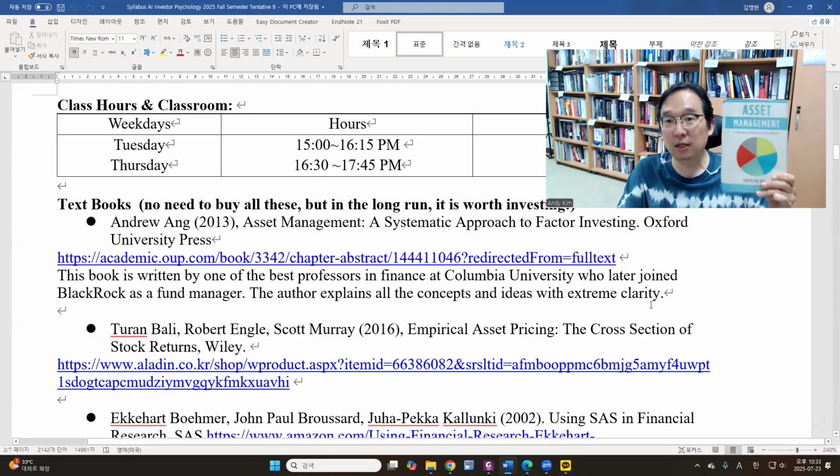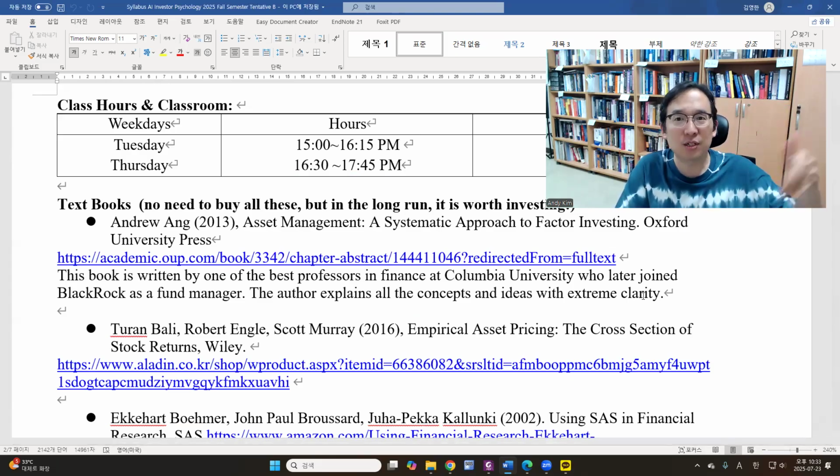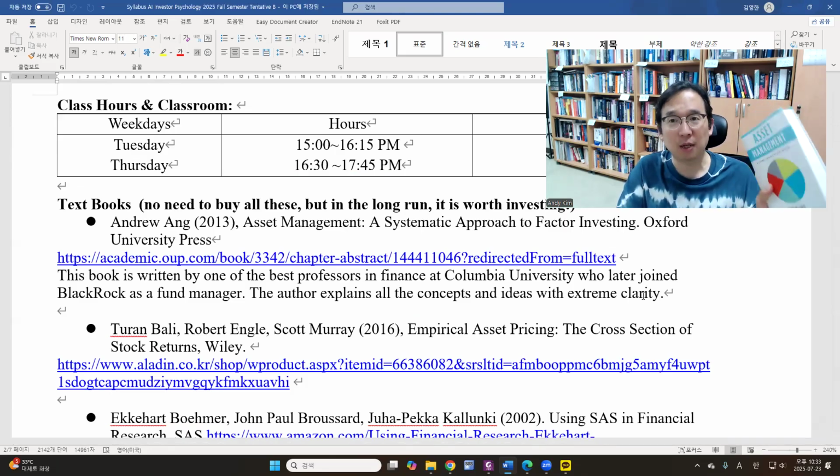So I strongly encourage you to read it. Maybe read it aloud, read it aloud, and make it your second nature. This is a great, great book.